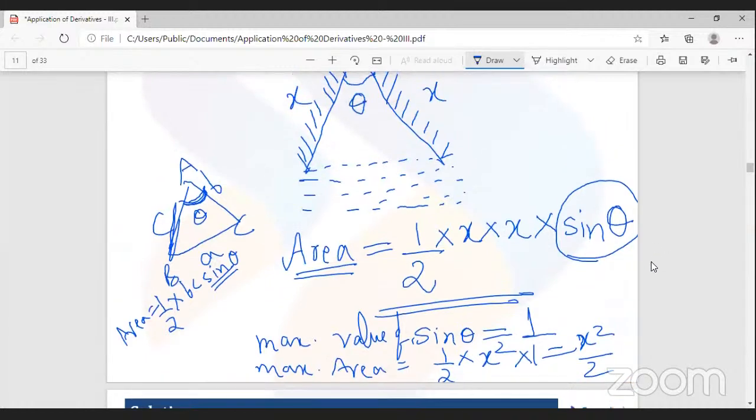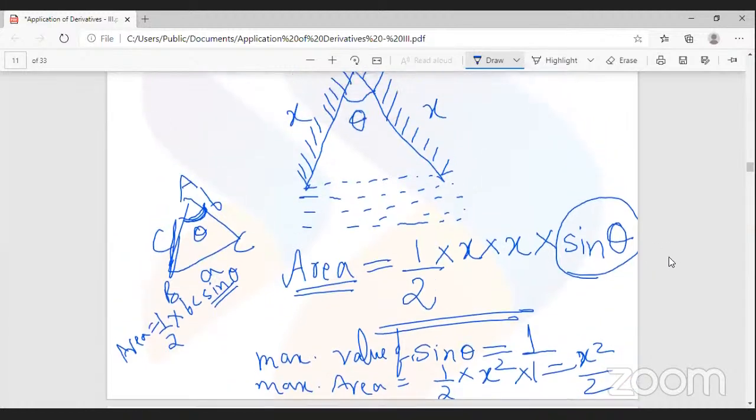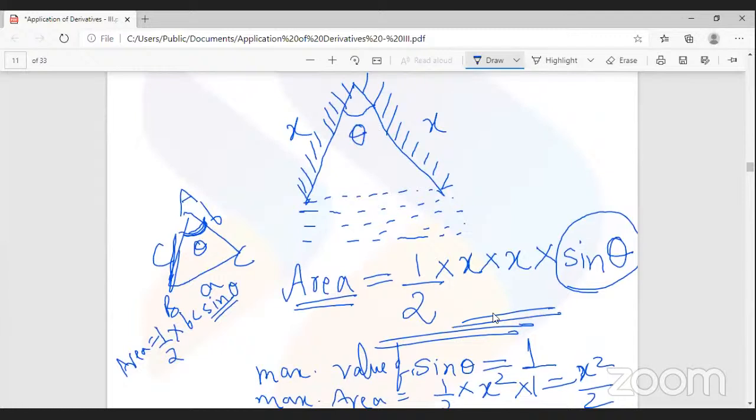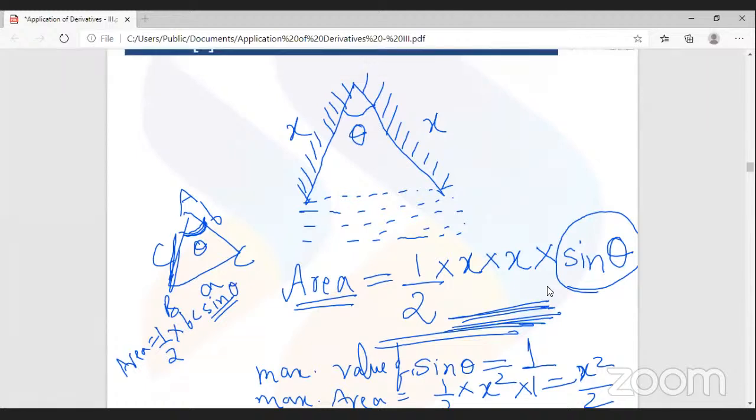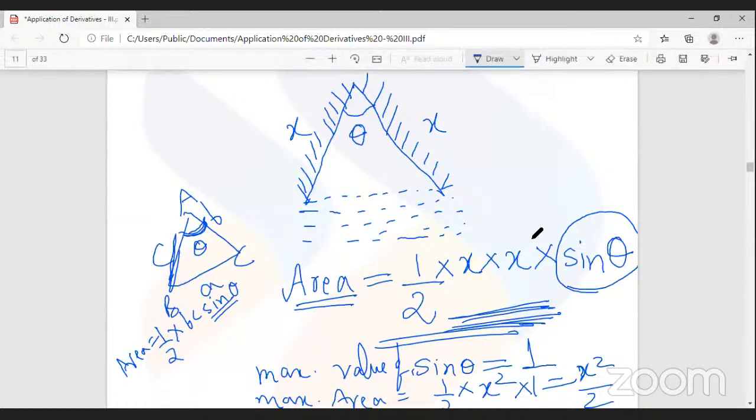Is this question clear to all of you? The only trick involved here was the formula of area. Is this question clear? Okay, so let's move on to the next question then.